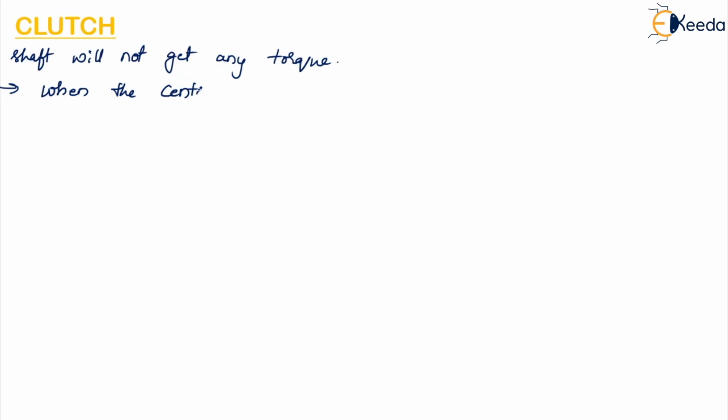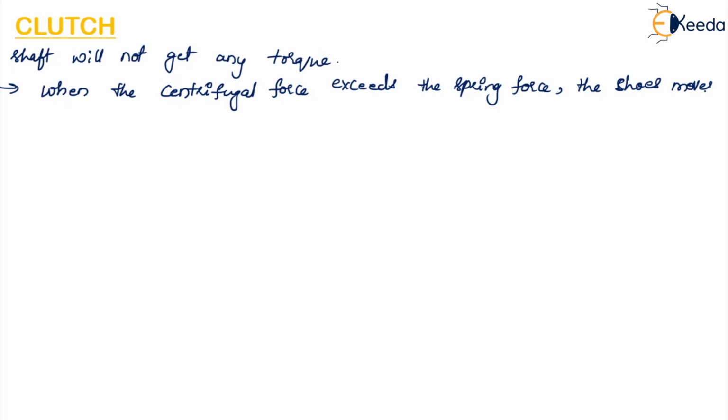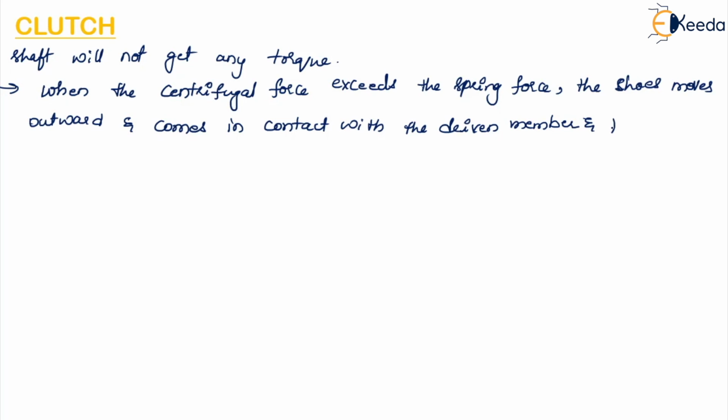When the centrifugal force exceeds the spring force, the shoe moves outward and comes in contact with the driven member and gets pressed against it, and the driven shaft starts rotating.